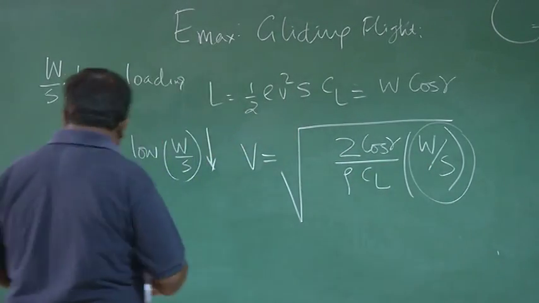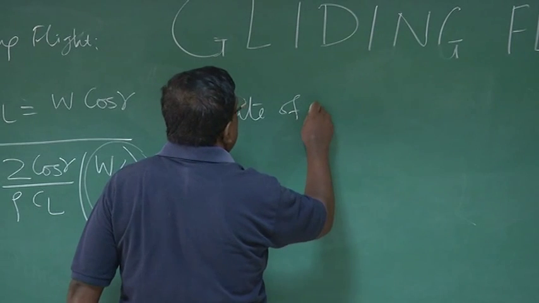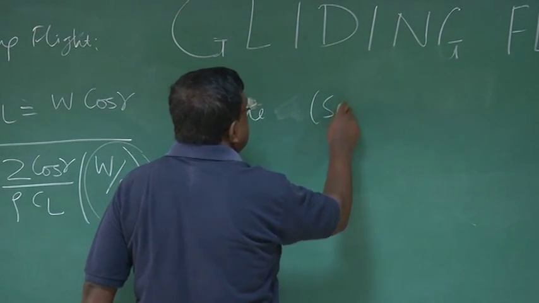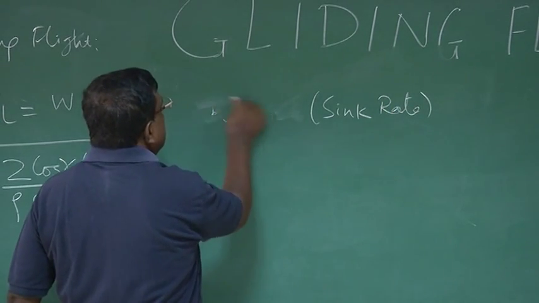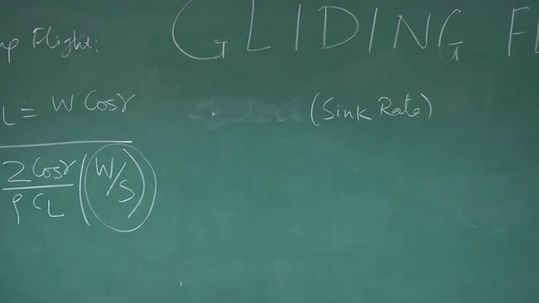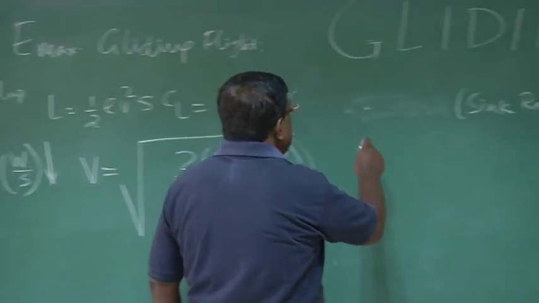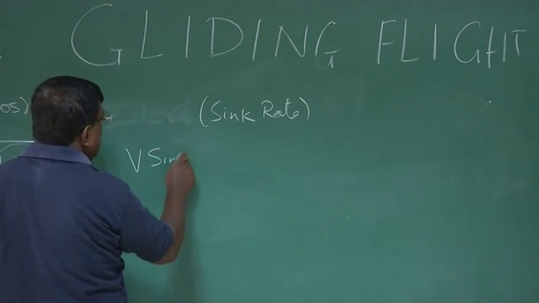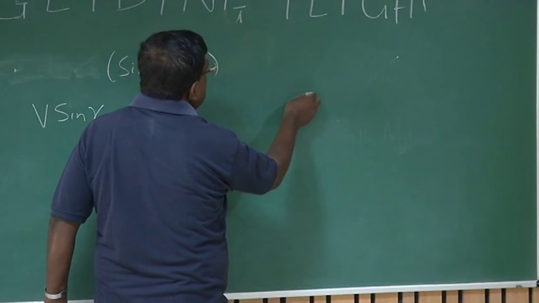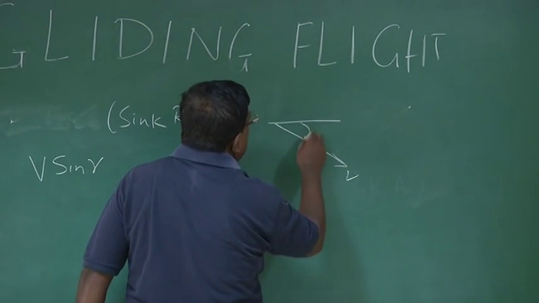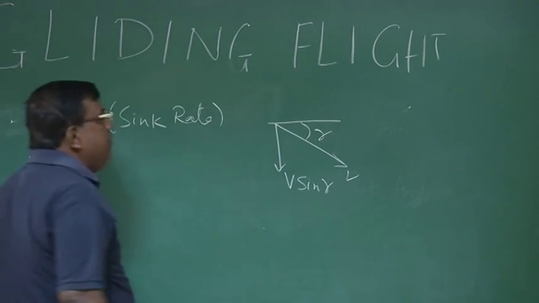Right? We are talking about rate of descent, or sink rate. Better word is sink rate. Okay. Let me erase this. In textbooks you will see rate of descent or sink rate, climb rate or sink rate. What is that rate of descent? It is nothing but V sine gamma. From the diagram you can see that. This is V, this is gamma. So this velocity component is V sine gamma, and that is the rate of descent or sink rate.